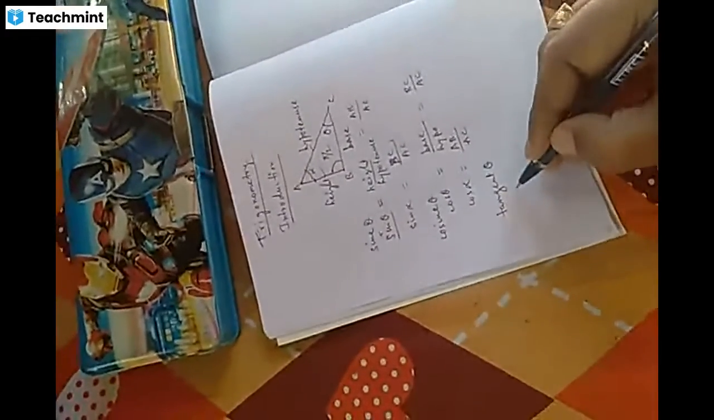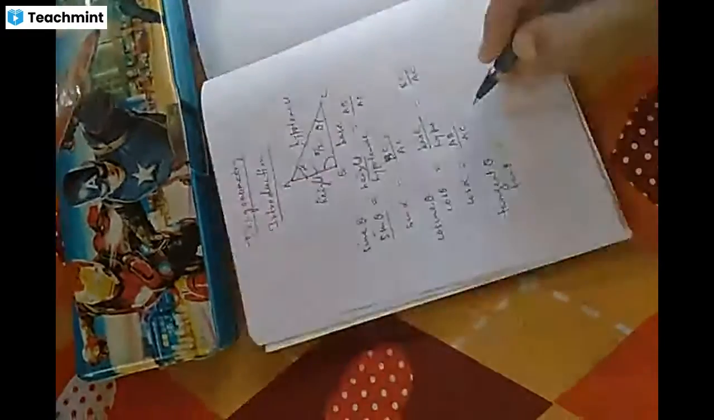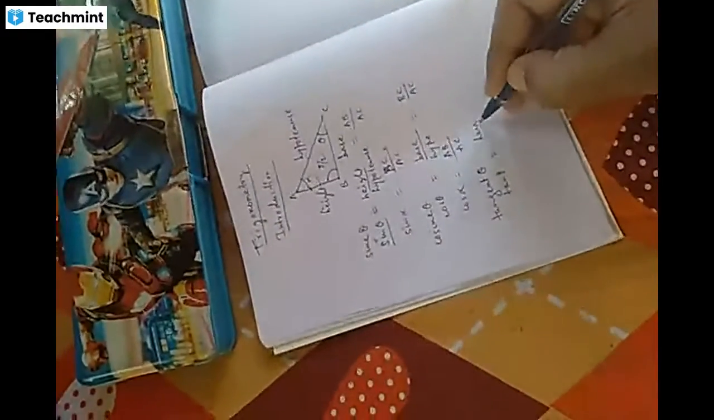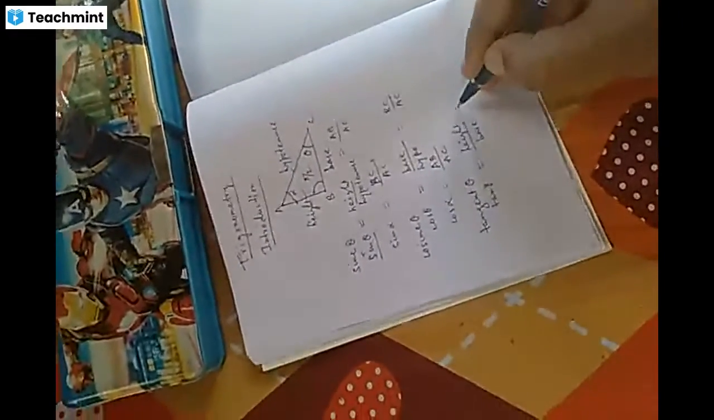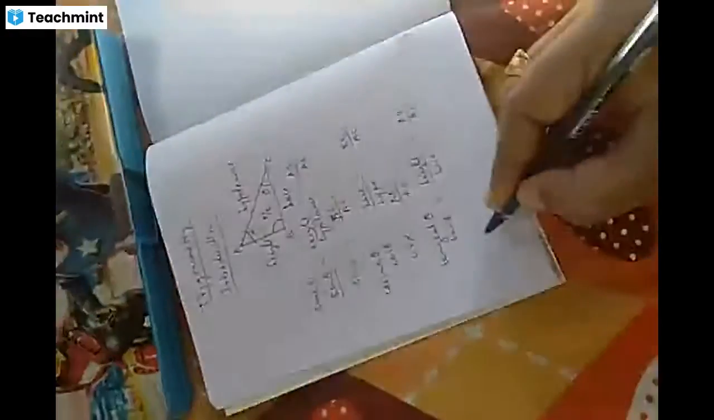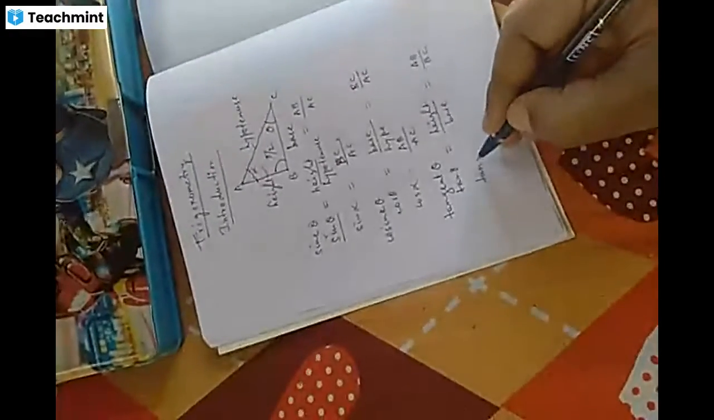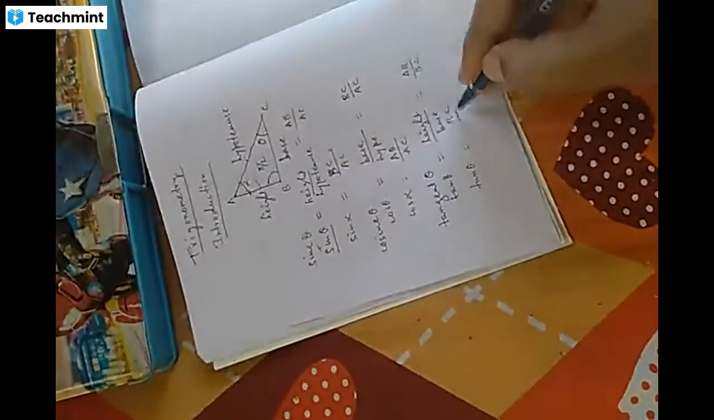Now we will get to know tangent theta, or in short form tan theta. Tan theta will be height by base, so this will be AB by BC. And tan alpha will be in reverse form: base will be BC and height will be AB.